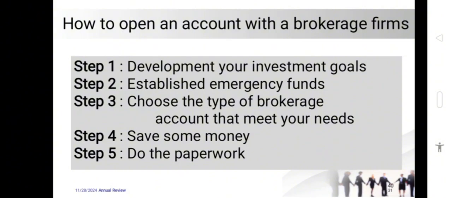Next is step 2, establish an emergency fund. It is important to establish an emergency fund to ensure that you can handle unexpected expenses without needing to sell investments prematurely. Additionally, selecting the right type of brokerage account, such as a stock advantage, retirement account, or a regular brokerage account, is essential for optimizing returns and tax benefits. Step 3: Choose the type of brokerage account that meets your needs.